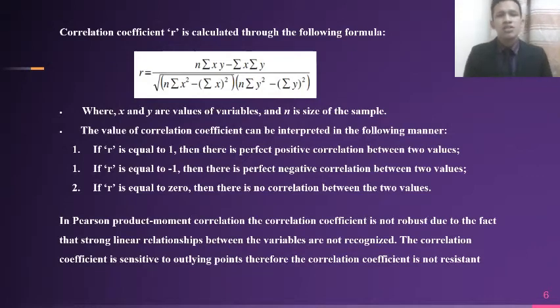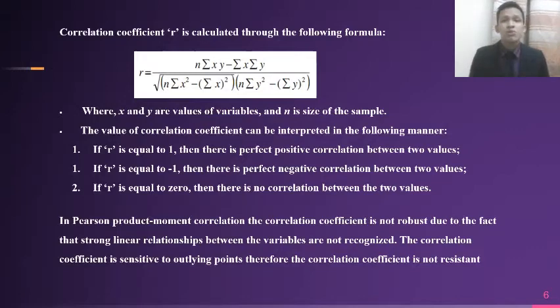Okay, the correlation coefficient R is calculated through the following formula. As you can see, where X and Y are values of variables and N is the size of the sample, the value of the correlation coefficient can be interpreted in the following manner. If R equals 1, then there is perfect positive correlation between two values. But if R equals -1, then there is perfect negative correlation between two values. If R equals 0, then there is no correlation between the two values.